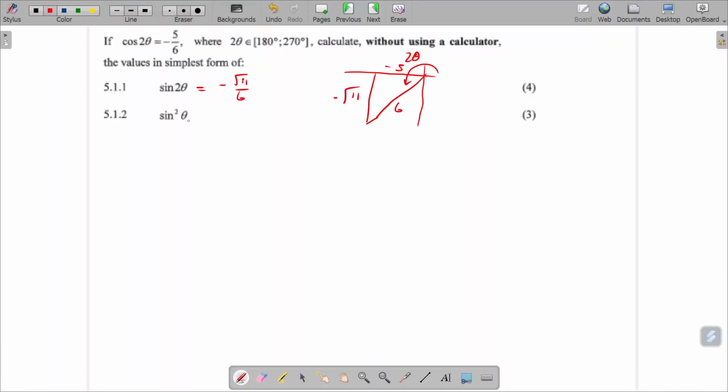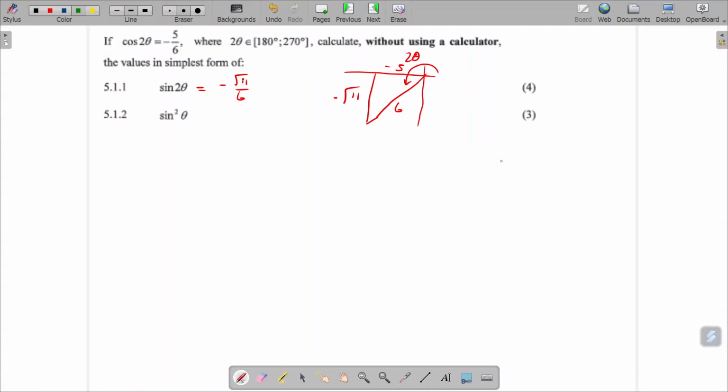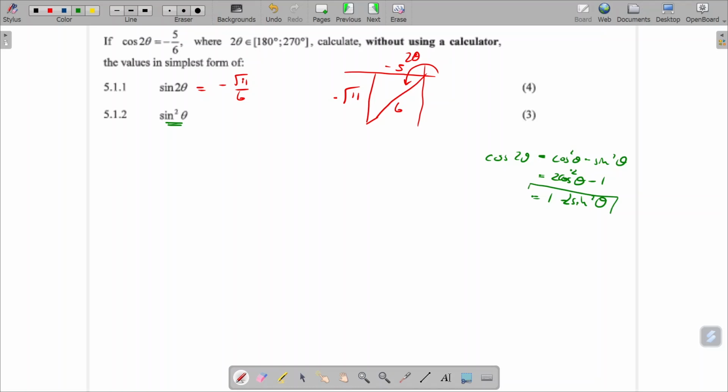Now we're being asked to find sine squared of theta. Okay, and this again comes down to recognizing that cos of 2 theta has 3 variants. So we know that cos of 2 theta equals cos squared theta minus sine squared theta equals 2 cos squared theta minus 1, or 1 minus 2 sine squared theta. Again, because they're asking us about sine squared of theta, they are screaming at us to use this right-hand side. Okay, so we're going to use the right-hand side.